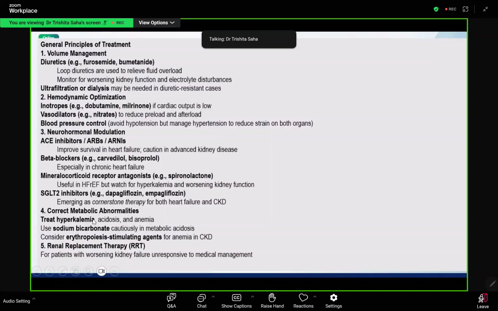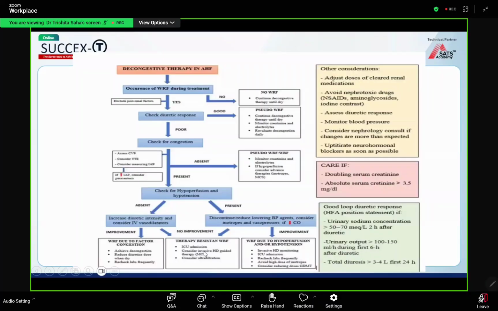We have to correct the metabolic abnormalities. We have to treat hyperkalemia, acidosis and anemia. You have to use sodium bicarbonate cautiously in metabolic acidosis. Can consider erythropoiesis stimulating agents for anemia in CKD, but not in active infection stage or sepsis stage. The last resort is the use of renal replacement therapy for patients with worsening kidney failure unresponsive to medical management.